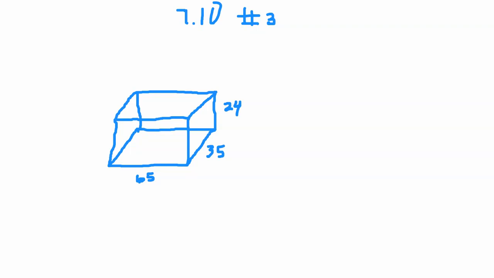Okay, and it looks like we don't have to worry about the little triangle for the roof. We're just doing the sides of the house. So for the front and back, we've got an area of 65 by 24, and we have to double that because you've got the front and you have the back. So I'm getting 3,120 square feet for the area of the front and back.